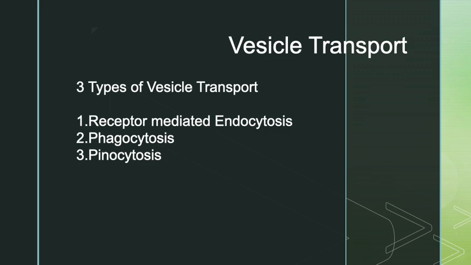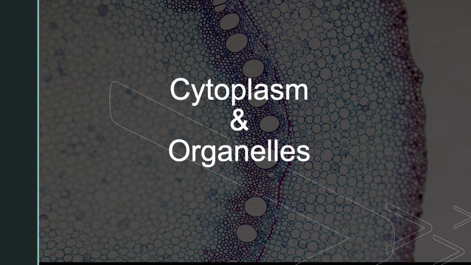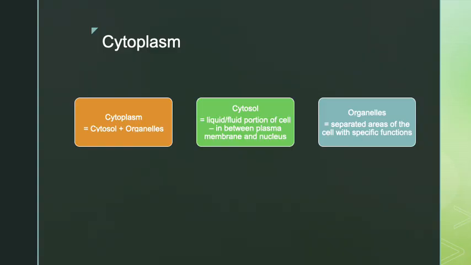All right, next thing we are going to cover is the rest of our cell, our cytoplasm and our organelles. Inside of our cytoplasm, we're going to find 2 things: cytosol, which is the liquid or fluid portion of our cell, as well as our organelles, which are these little areas that have specific functions.